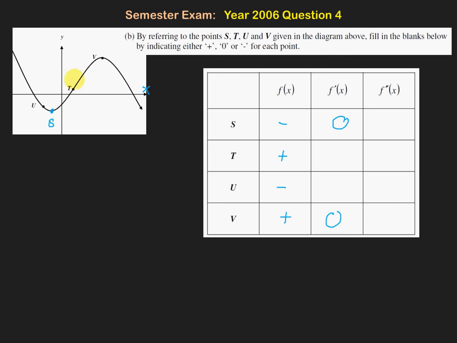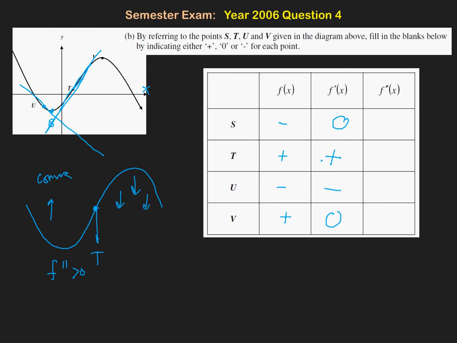And then for T, f prime, remember, this is about the ruler test. It's slanting up. If you draw a tangent, it's slanting up. So at T, f prime is positive, and at U, f prime is, of course, going this way, so negative it is. And f double prime has something to do with concave and convex. Here is convex, and T is your inflection point. Before T, f double prime is positive, as we have seen just now. This is concave, so after T, f double prime would be negative.